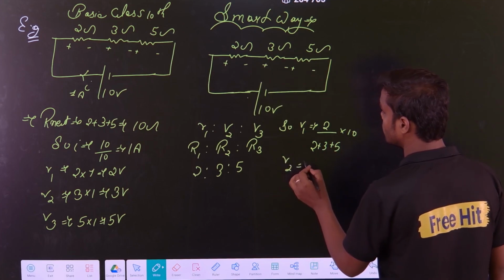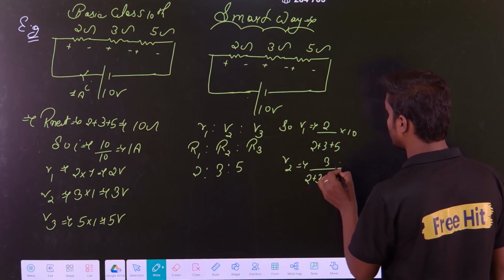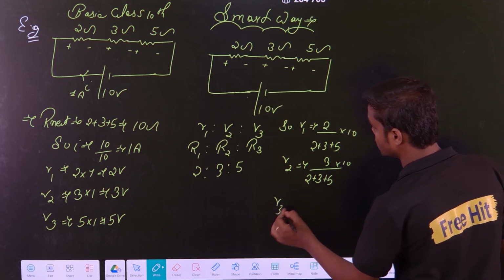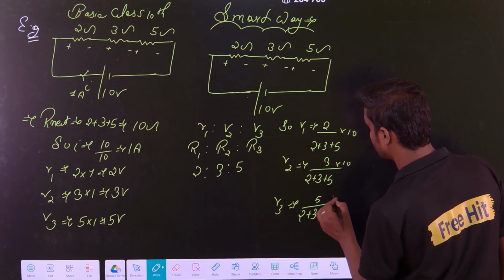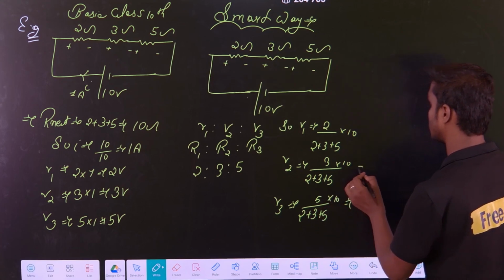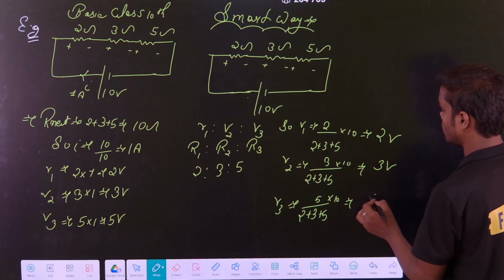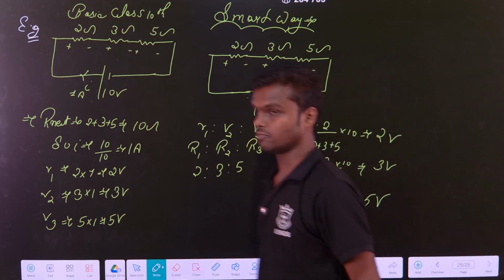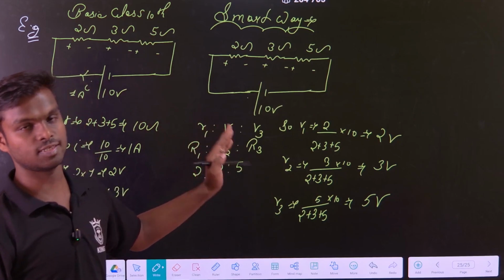And V2 is equal to how much? 3 upon 2 plus 3 plus 5, into 10. And simply V3 is equal to 5 upon 2 plus 3 plus 5, into 10. Direct answer. Same answer you will get: 2 volt, 3 volt and 5 volt. Just in simple steps. One line solution. If you do it, it is a simple one line solution.